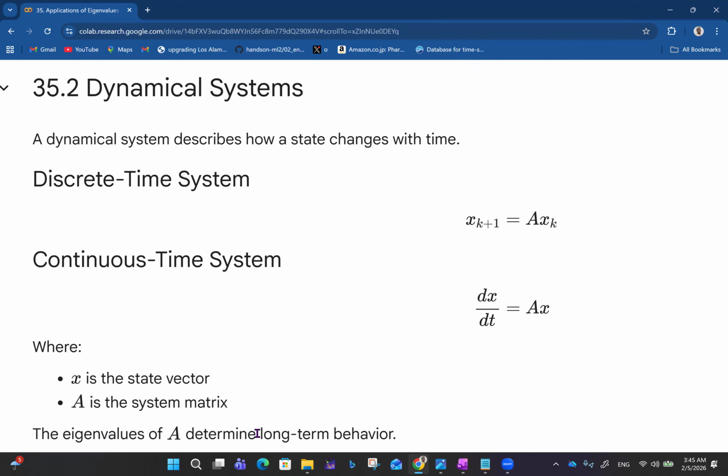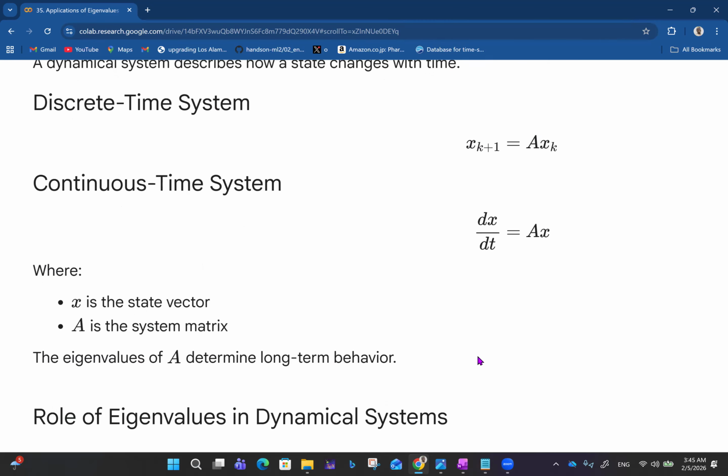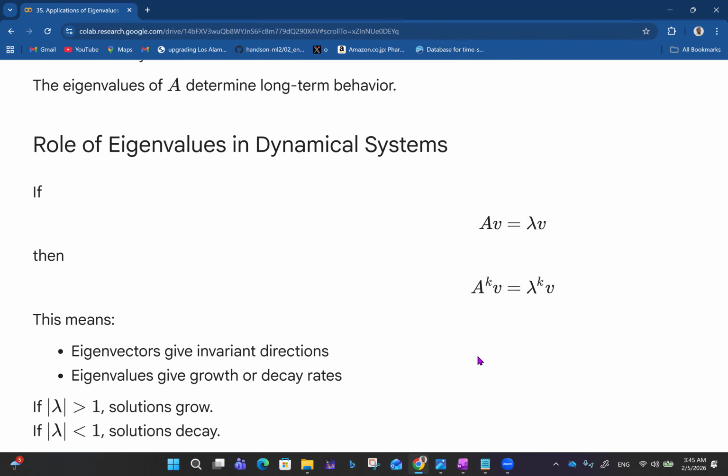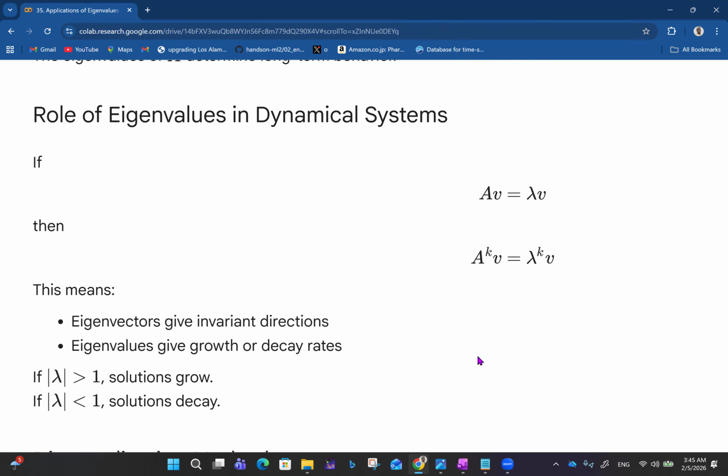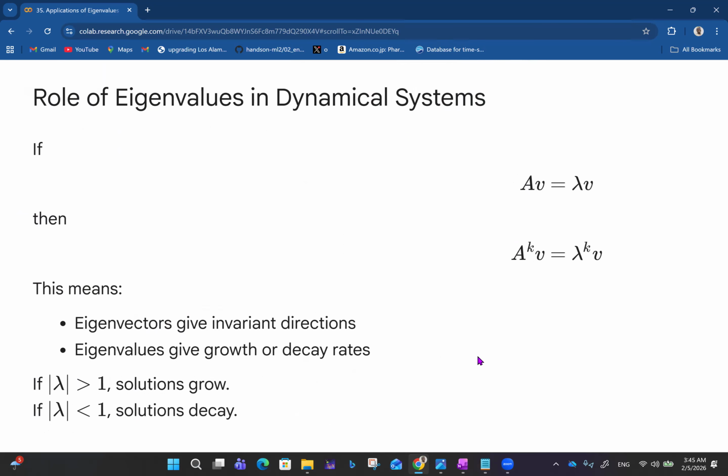So the eigenvalues of A determine long-term behavior. Whatever the eigenvalues of A are in these situations, they determine the long-term behavior of the system, because the system is evolving. So the eigenvalues of A will determine the fate of the system at the end of the day. Of course, when we talk about a dynamical system, it could be anything at all. It could be how blood is flowing in the human body, or any kind of system you can model like that.